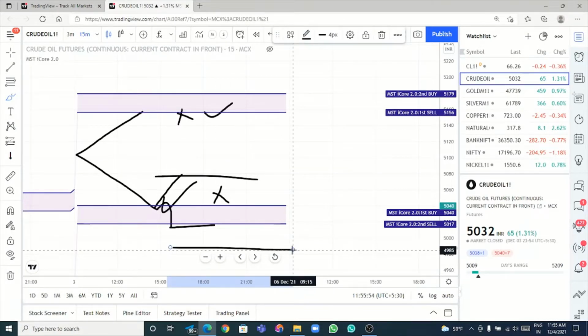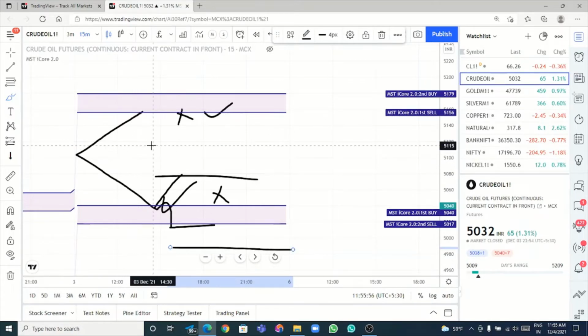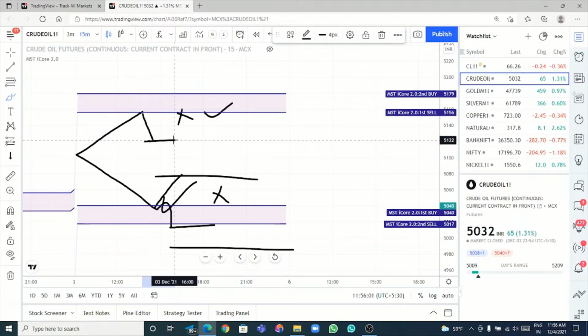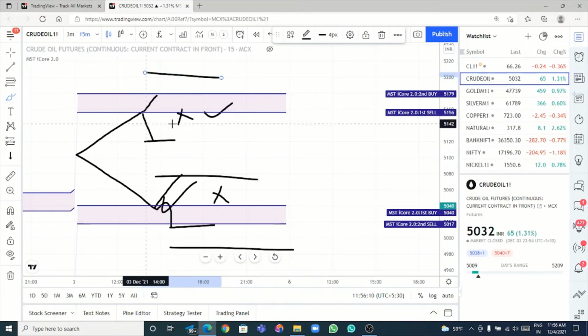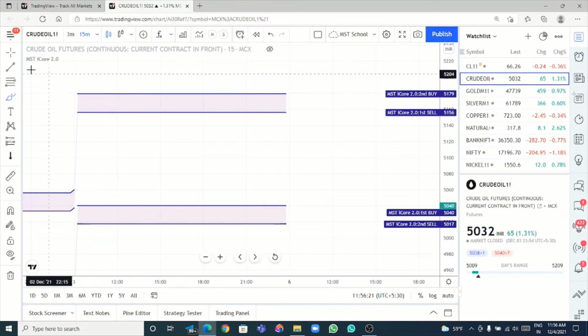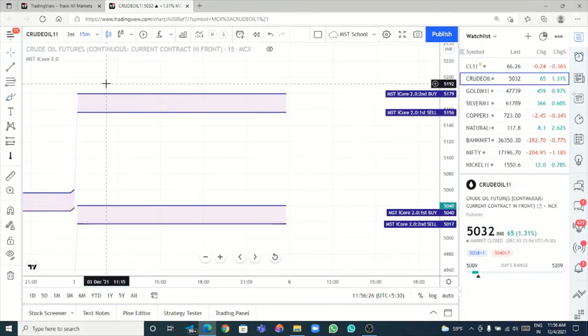Clear? That's all. Suppose here 5156 is our first entry. If the target hits, it is good. Book your target and go out of the market. If not, if it is hitting here, take a double lot and book the first target with the double lot. The double lot is for recovering the loss and for the profit of the day. This is a very simple basic strategy. In the indicator, we have given more advanced settings. This is by default.